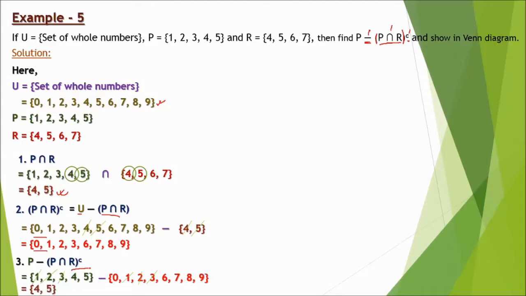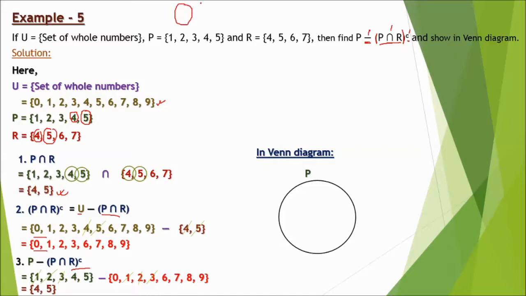Now we have to draw the Venn diagram and set only elements 4 and 5. As there are two sets, you can see, draw this P and R. Okay, as there are common elements in P and R, let's circle these elements. 4 and 5 are common elements, so we have to draw an overlapping Venn diagram. Now what is an overlapping Venn diagram? If you are going to draw two sets and there are common elements, then you have to draw in this way. This is an overlapping Venn diagram. So in this way you draw, and this is set R.